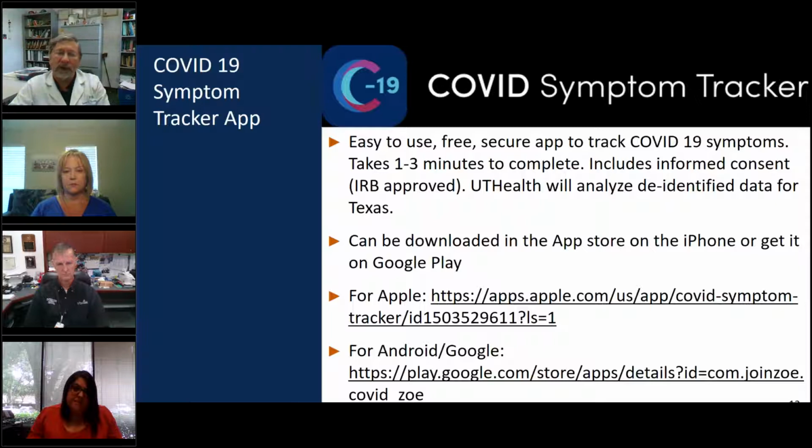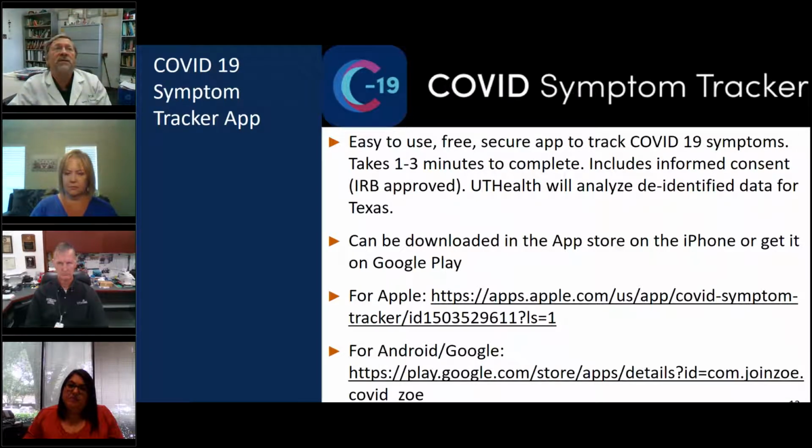So just to finish up, I wanted to bring everybody's attention to a free app that goes beyond testing, but allows any citizen to monitor or track their own symptoms, or hopefully lack of symptoms, for themselves and for their families. This is an ongoing study by Harvard University that our university is also participating in. Anybody can download it on their app. It's totally secure. The data are de-identified. That means they can't link it back to you.